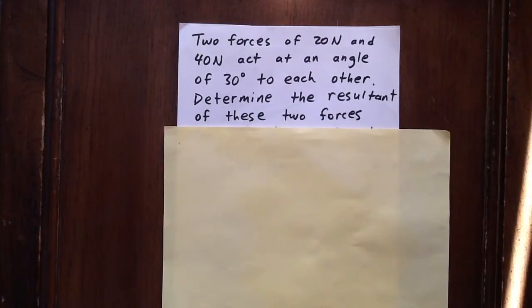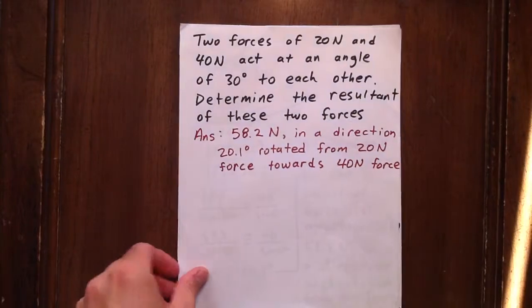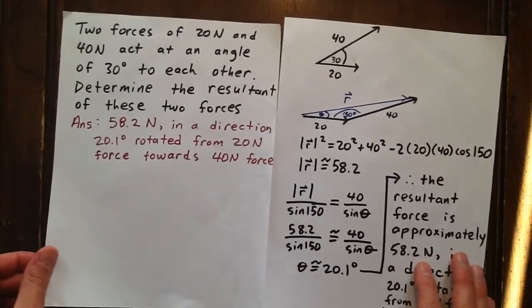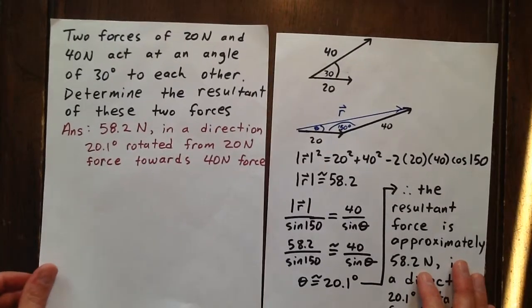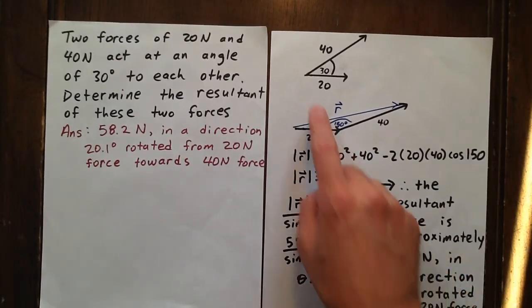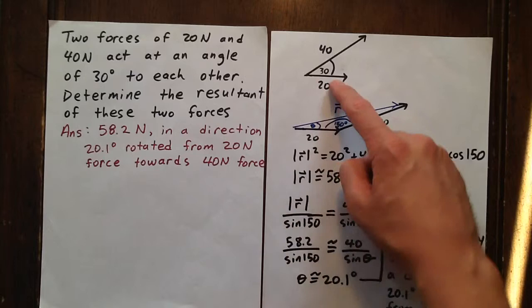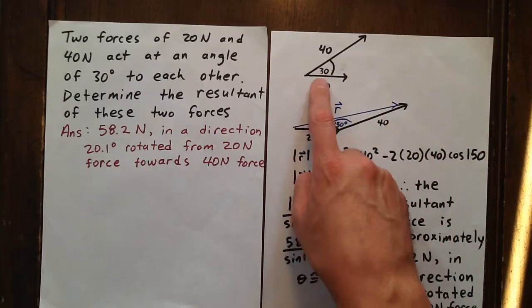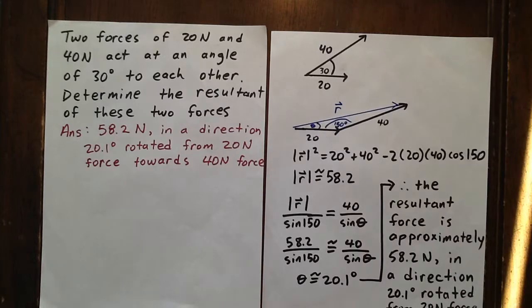In this question, we have two forces acting at an angle to each other, and we want the resultant of the forces. Well, this means we're going to need magnitude and direction. So since the forces are 20 newtons and 40 newtons, and they're at a 30-degree angle to each other, we see that we can draw the forces like this with a 30-degree angle in between. We have to put that angle when they're tail to tail.